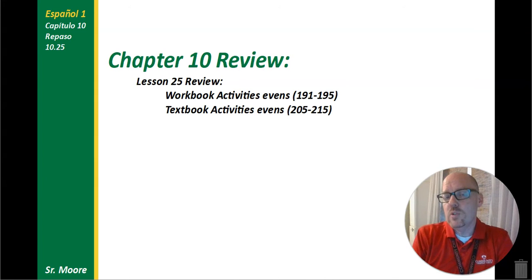The way I'd like you to prepare as we review for this upcoming test is to look back at some of the activities and some of the things that we did not do in class or for homework together in Lesson 25. In your workbook, that would be the activities on pages 191 to 195. Take a look at the even numbers in those activities, because you remember we typically do the odds for homework, but go back and do the even numbers that did not get done. That'll be great practice for you as you prepare for the upcoming test.